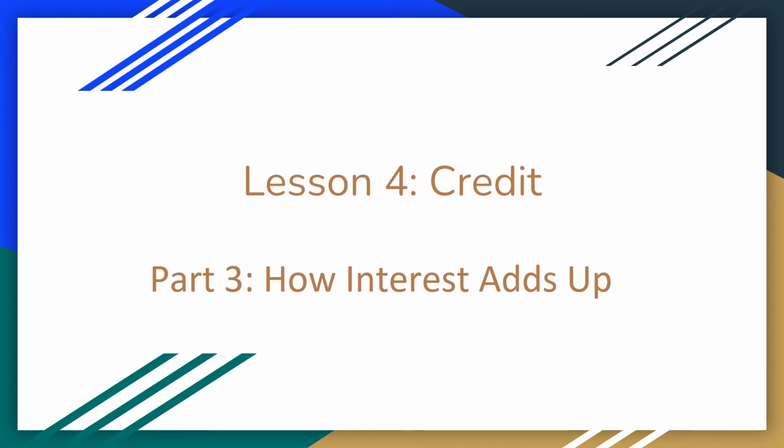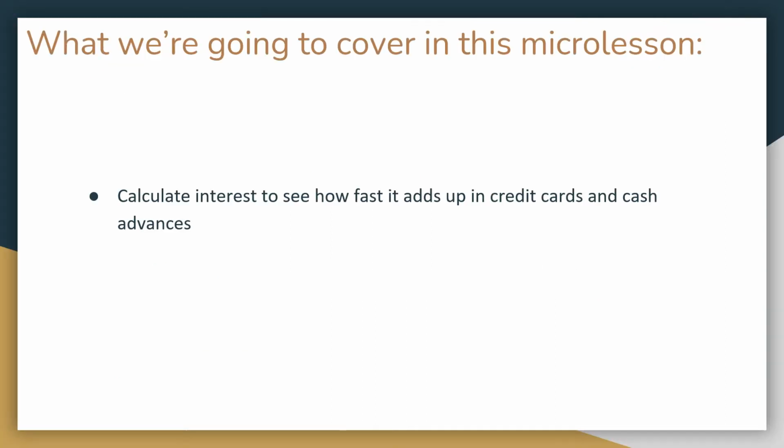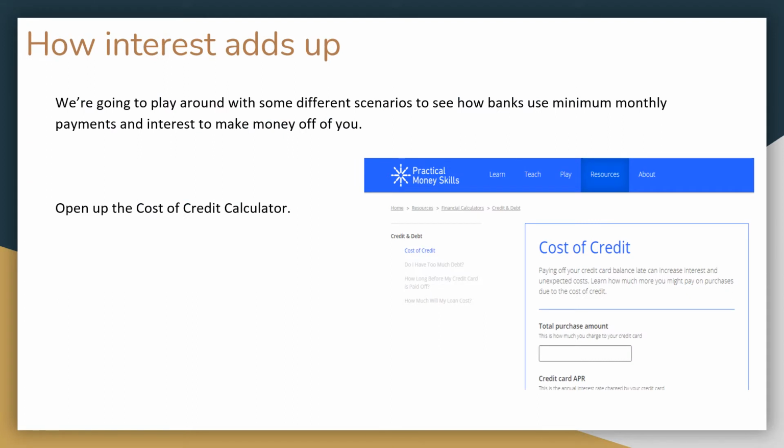This is Lesson 4, Credit, Part 3: How Interest Adds Up and How It Adds Up Fast. In this lesson, we will be covering how to calculate interest to see how fast it adds up in credit cards and cash advances. We're going to play around with some different scenarios to see how banks use minimum monthly payments and interest to make money off of you.